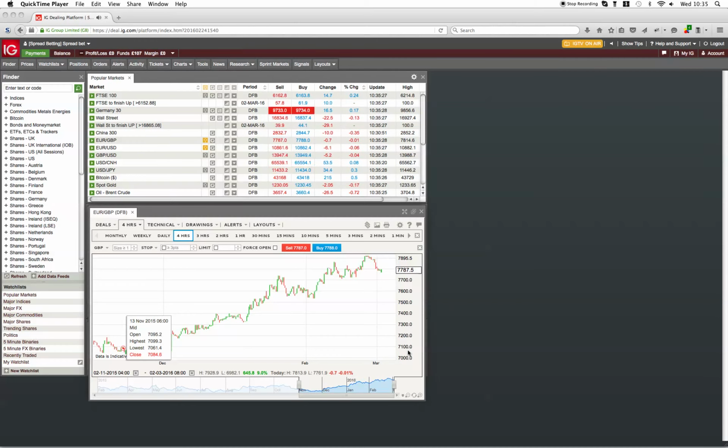I'm going to discuss how to trade breakouts using their fantastic platform. First of all, once you're logged in, you're going to see something like this. You've got all your list of markets up here. You can find more on this side through the Finder window.